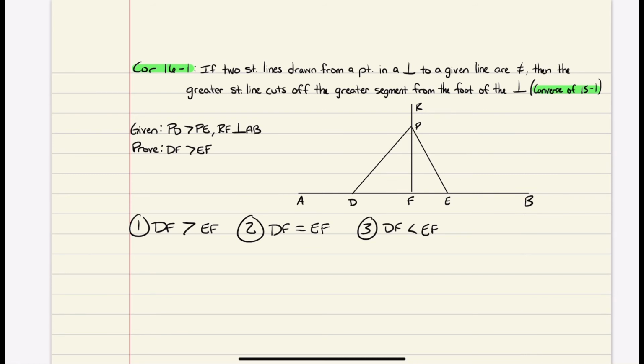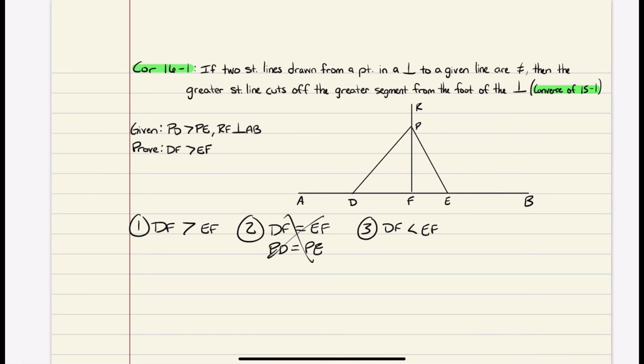So we have DF equaling EF, but theorem 15 says if a point in a perpendicular has two straight lines coming from it, and they cut off equal segments from the foot, then these two straight lines are equal. So if DF equals EF, that by theorem 15 would state that PD equals PE. Well, that contradicts what we're given. The given states that PD is greater than PE. But if this were true, PD would equal PE. And so that means this is not a valid possibility.